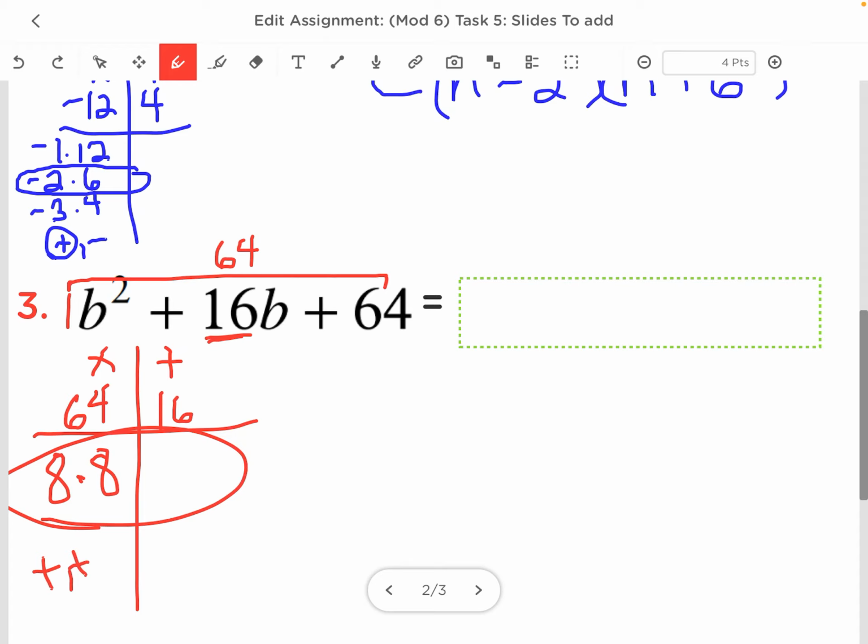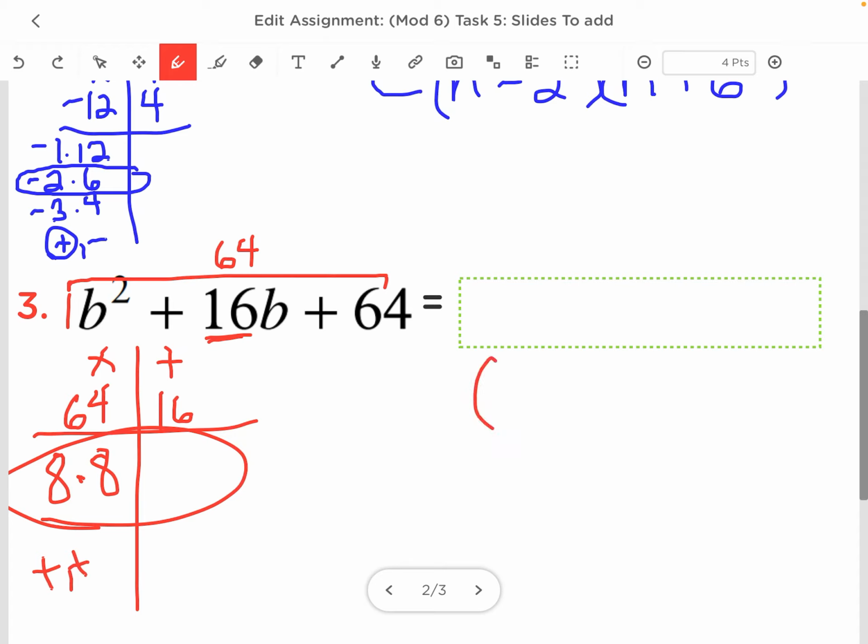don't worry about going through 1 times 64, 2 times 32. 3 doesn't go. 4 times 16. 5 doesn't go. 6 doesn't go. 7 doesn't go. And then 8 times 8. You don't need to list everything. If it jumps out at you, just use it.